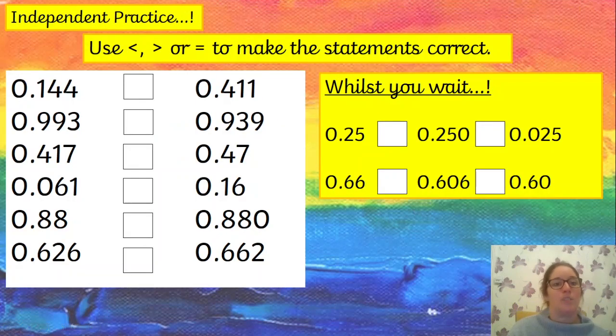Okay, super job. So another independent practice for you then. So use the greater than, less than, equal to to make the statements correct. So this time you can do these ones, so write them in your book and then use these symbols. And then if you fancy an extra challenge at the end, you can do the one with the 3 digits. Or if you're in the bubble and you're waiting, you can have a go at those as well. So take your time and good luck.